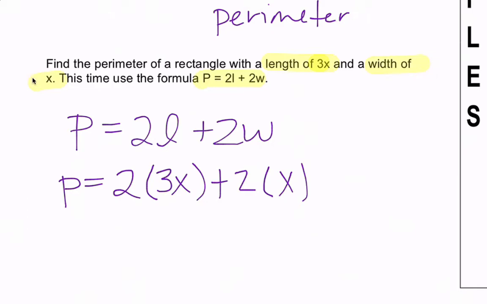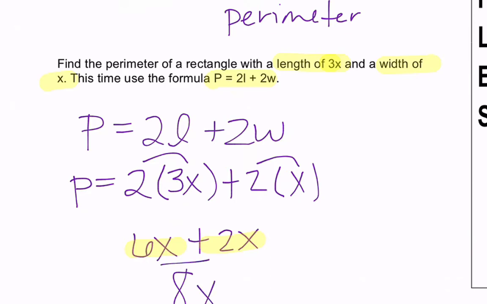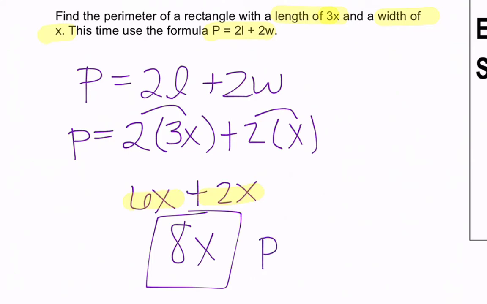All right, so now let's distribute. We're going to have to distribute here, and we're going to have to distribute here. So I know that 2 times 3x is 6x. And that was it, because that's the only thing inside the parentheses. So let's move on over here. And now I'm going to do 2 times x. 2 times x is a positive 2x. And I'm done there because that's the only thing inside the parentheses. So now all we have left is to combine our like terms. Well, I see x's here and I see x's here, so those are the two numbers we need to add up. 6 plus 2 is 8. So we have 8 total x's. And that is our perimeter.